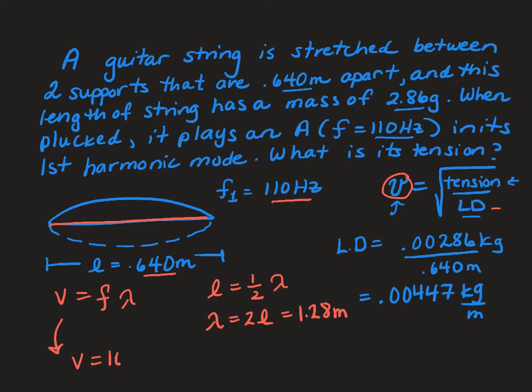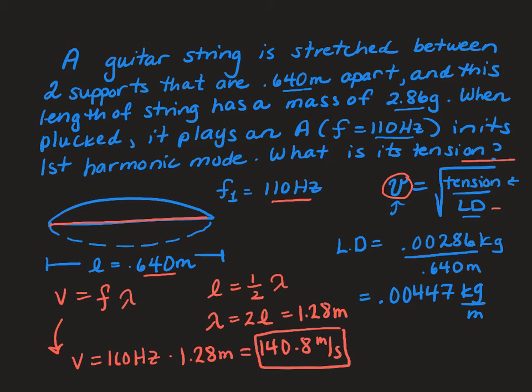Now I can come over here and I can use my wave equation. v equals the frequency, 110 hertz, times the wavelength, which is 1.28 meters. And I wind up with 140.8 meters per second. That's great. So now all I need to do is take my velocity, take my equation for the speed of waves on a string, use the linear density that I calculated and get everything that I need.